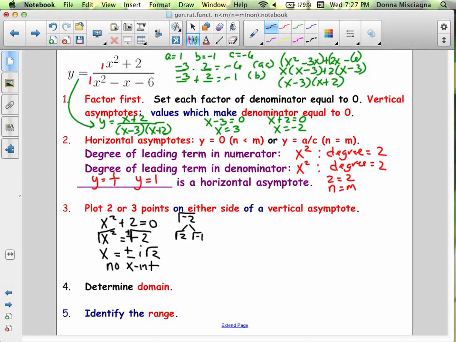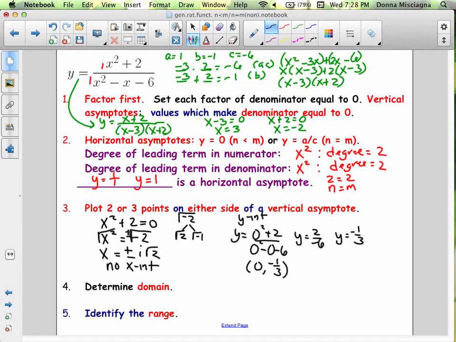If you set something equal to 0 and get a complex number, it is not going to have an x-intercept. But it does have a y-intercept. So here's our y-intercept. We just plug in 0 for x. We have y equals 0 squared plus 2 divided by 0 squared minus 0 minus 6. Well, the only thing left is the 2 and the negative 6. And that reduces to negative 1/3. So there is a y-intercept at 0, negative 1/3.